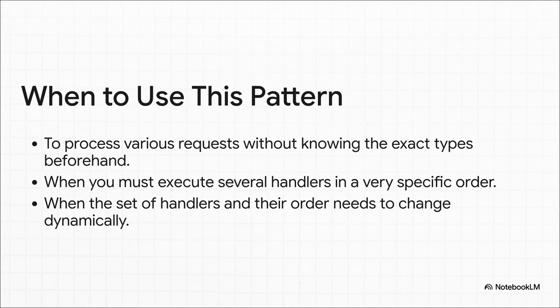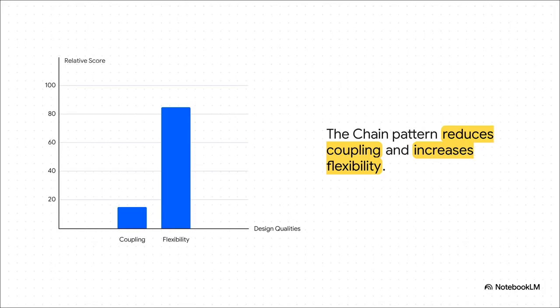A perfect example is a UI event system, you know? A click might be handled by a button, but if not, it gets passed to its parent panel, and then maybe to the window itself. Or think about a document processing pipeline, where different rules get applied one after another. If you need a strict order of operations, and especially if that order might need to change, this pattern is an absolutely fantastic choice.